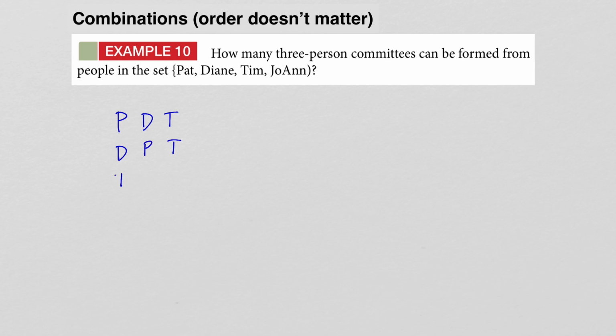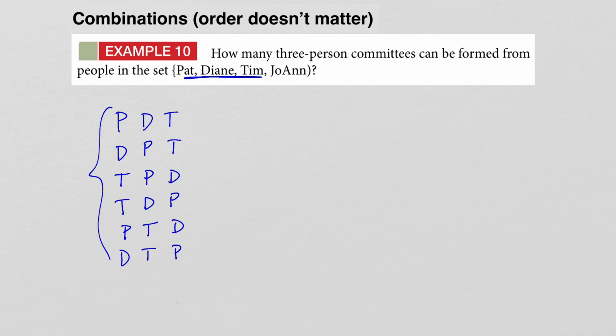And that's different than Tim coming in first, and then Pat, and then Diane, or Tim, and then Diane, and then Pat, or Pat, and then Tim, and then Diane, and finally, Diane, and then Tim, and then Pat. And I apologize, I did this not very systematically, but if they're running a race, these three people alone have 6 different ways that they can come in first, second, and third. Okay, and that's because when you're running a race, order matters.